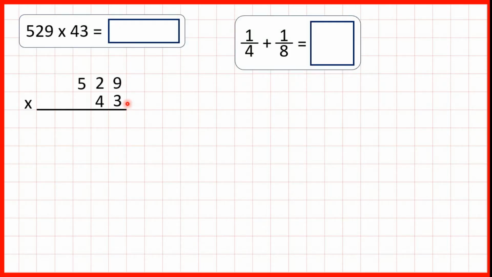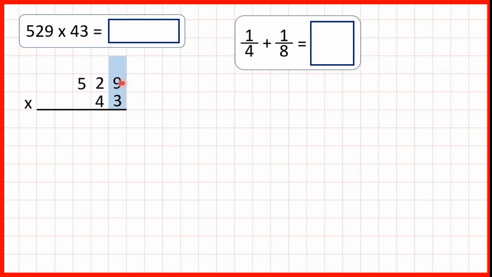529 times 43. So we're multiplying by a 2-digit number, which means we'll need 2 answer lines. First, we'll multiply 529 by the 3 in our ones. Then, for our second answer line, we'll multiply 529 by our 4 tens. Then finally, we can add up our answer lines.